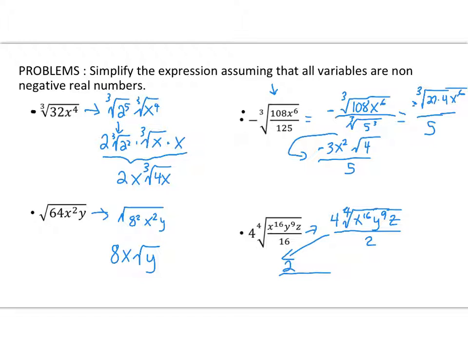But now if I divide the 4 into the 16, I get 4, so I can take an x to the 4th out. 4 goes into 9 2 times, so I'll have y squared. But I'm left with a y underneath and a z. So I have a y and a z left. And then I don't have the 2 anymore because I canceled the 2 out. So there's my answer for this particular problem.